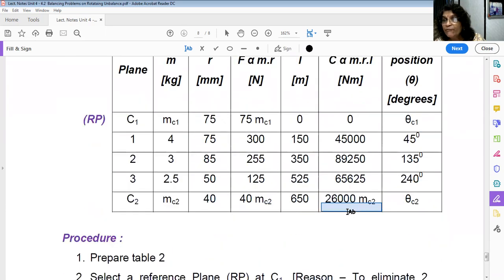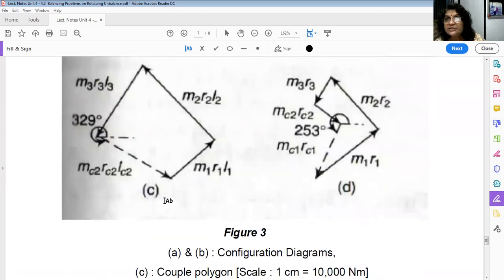This vector, for which we don't know the magnitude because MC2 is unknown, and we don't know the direction because theta C2 is unknown. But we know that the system is completely balanced. That means we must get a closed polygon. So this is the final point, this is the initial point. You draw a vector to close this side from point number 4 to 1. So this will give you the vector MC2.